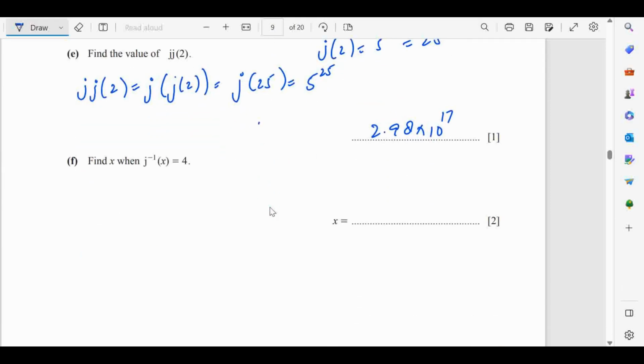Find x when j inverse is 5. So we know that j of x is equal to 5 power x.